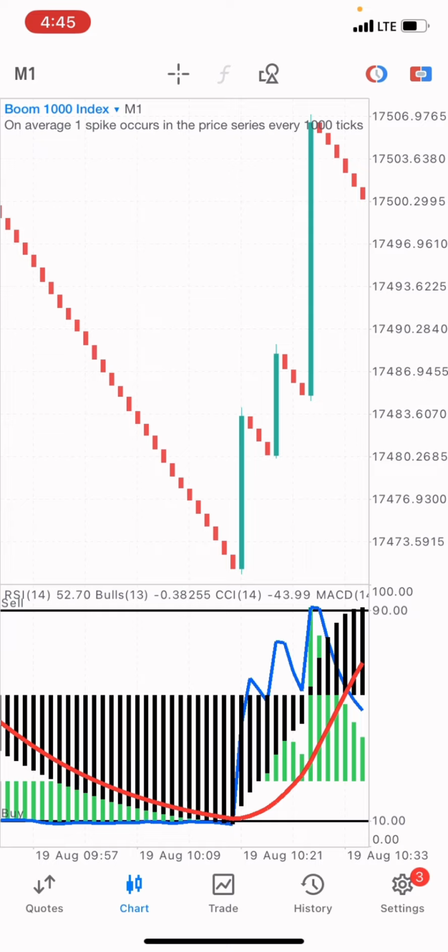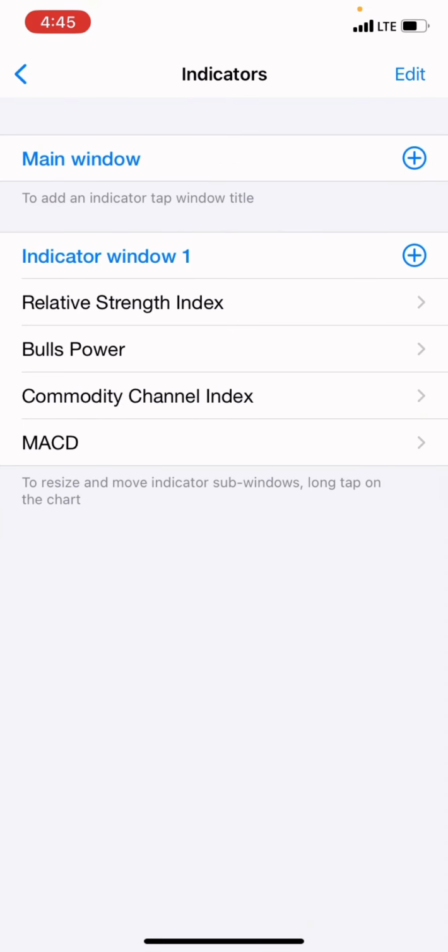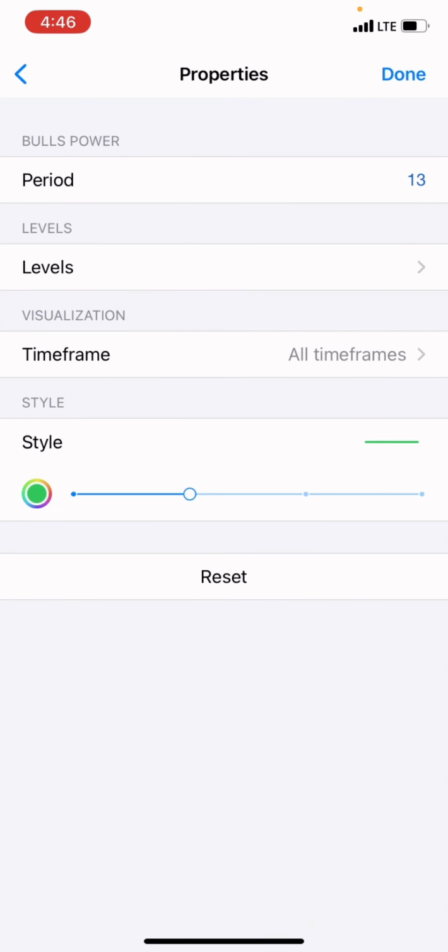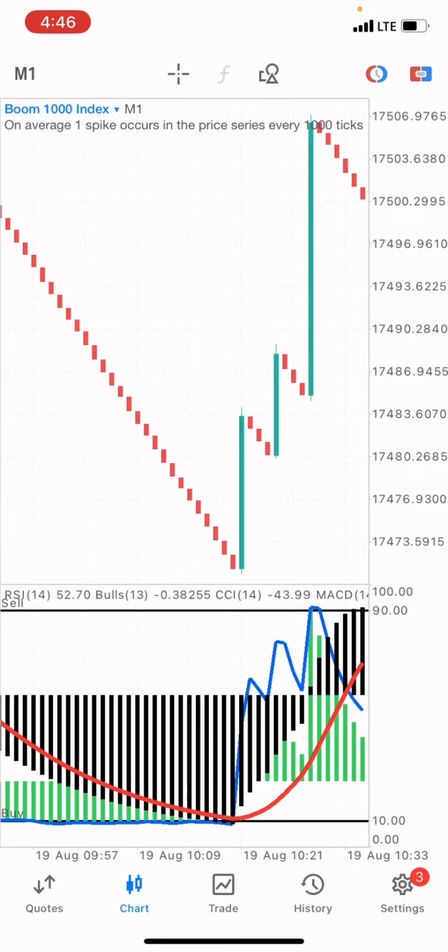You click on done. Then for the second indicator, which is the boost power indicator, you put it on period 13. Then the style, you put it on 2 pixels and the color green, or you can use any color of your choice as long as you know what you are doing on the market. Then you click on done. You do not add any levels for the boost power.